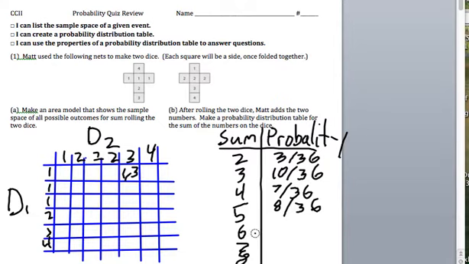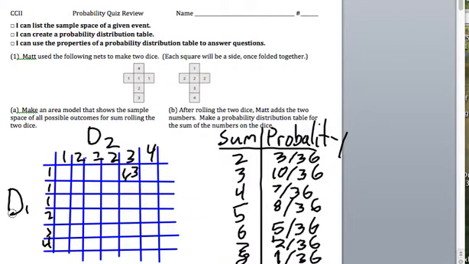How many added up to 6? There are 5 out of 36. How many add up to 7? Oh, there's not many. There's only 2 out of 36. And then how many add up to 8? Only 1 out of the 36. That 4, 4 square down here at the bottom right. Okay, so that's A and B.